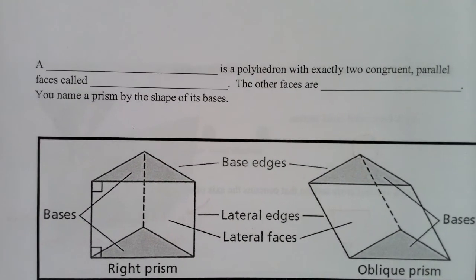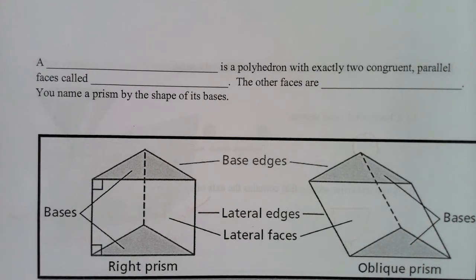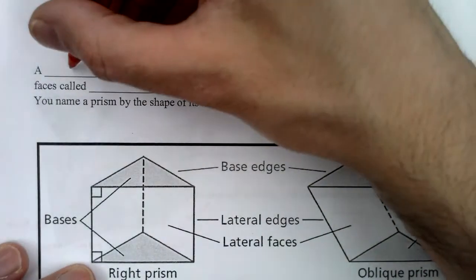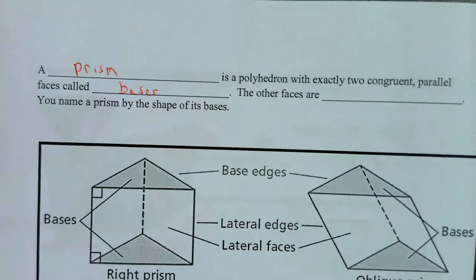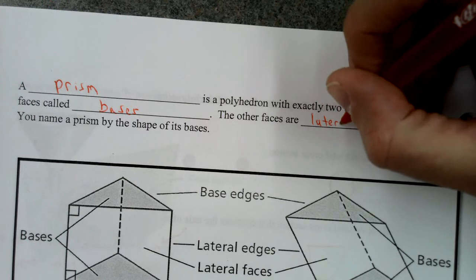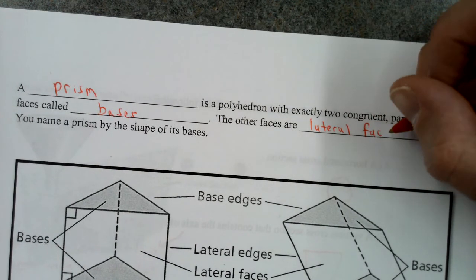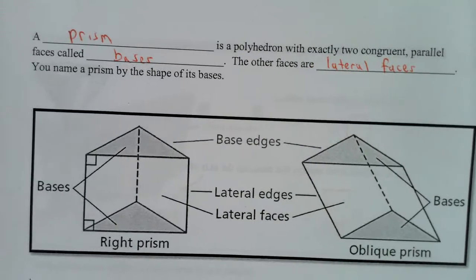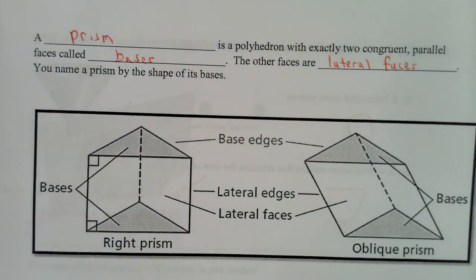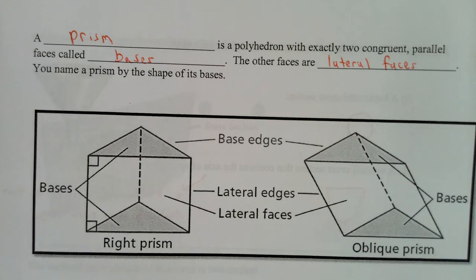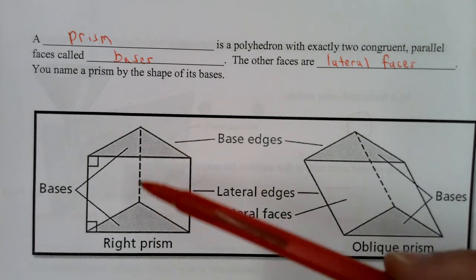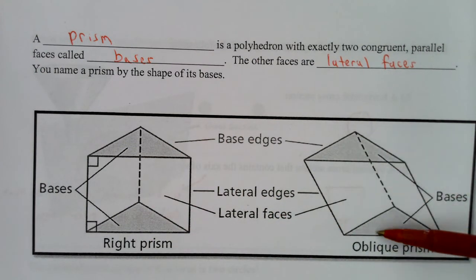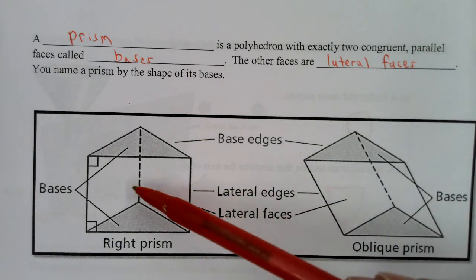A prism is a polyhedron with exactly 2 congruent parallel faces called bases. We talked about this a little bit earlier today. The other faces are called lateral faces. You name a prism by the shape of its bases. Okay, so these are the bases. They're the parallel faces. Okay, bases. And the other faces are called lateral faces.